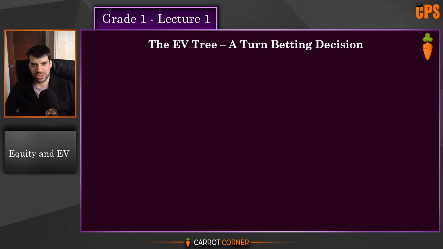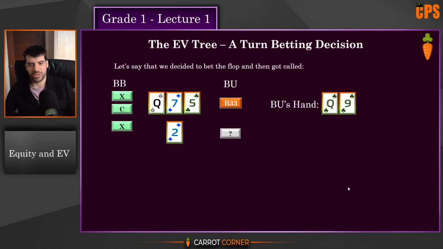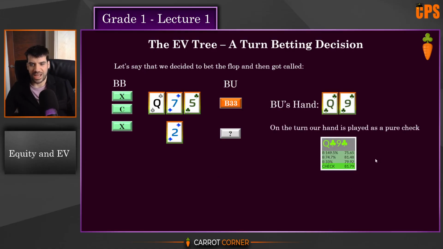And in particular, we'll study a turn betting opportunity. So let's say that we decided to bet the flop and get called in this situation. This time we decided to bet, not because we think it's better, but because we're going to do it sometimes. And maybe we rolled a bet on our random number generator, or we just decided to do it this time, it's not too important, with our queen 9. On the turn, this hand is played now as a pure check by the solver.